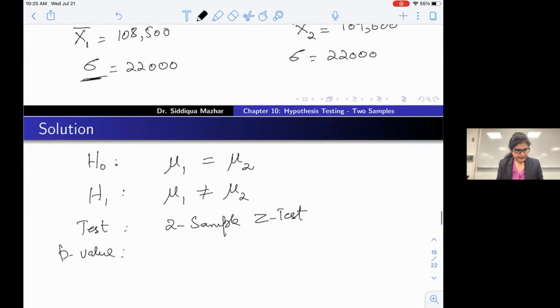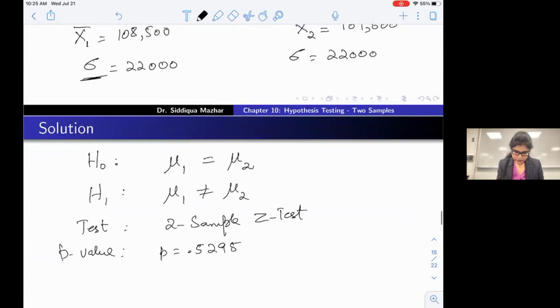So the p-value in this case is 0.529, round off to 4 decimal places. I'm writing it down, which is 0.5295. So what is my alpha? Alpha is 0.05. So it is way larger than the value of alpha. So here the p-value is greater than alpha.